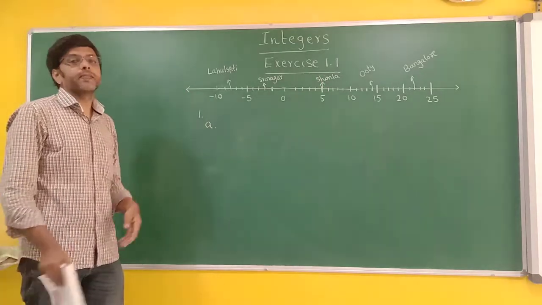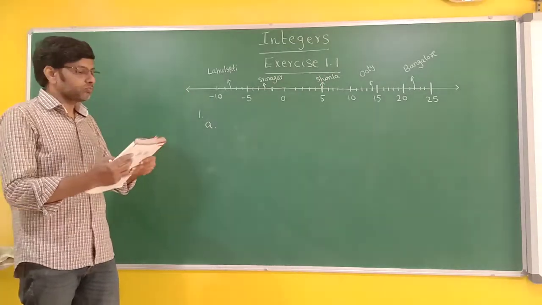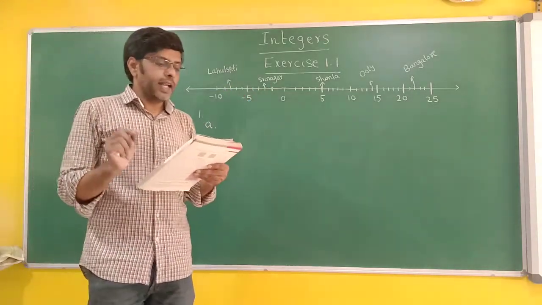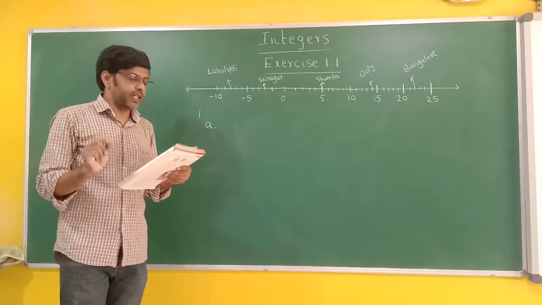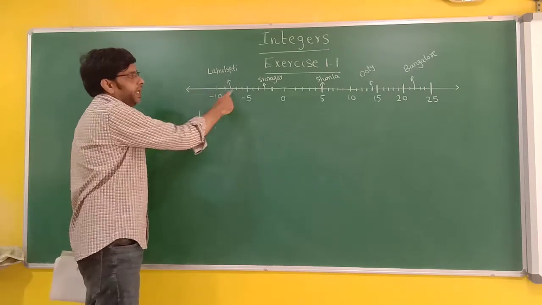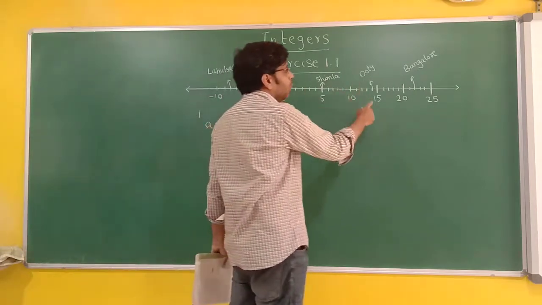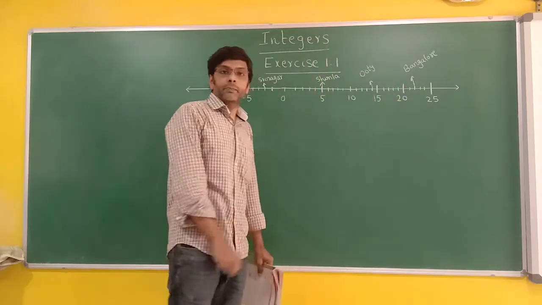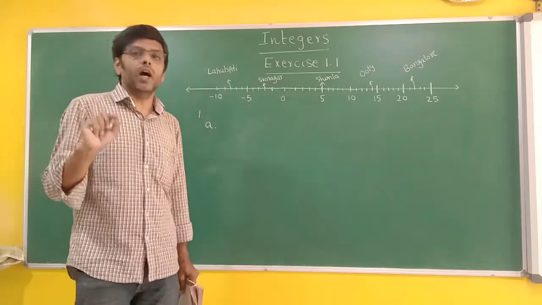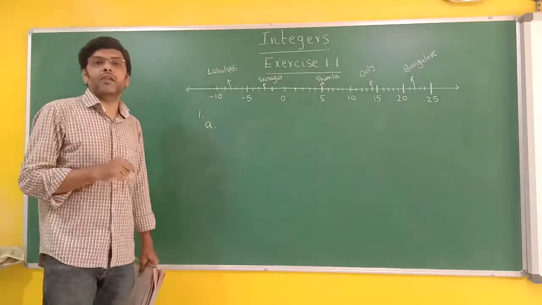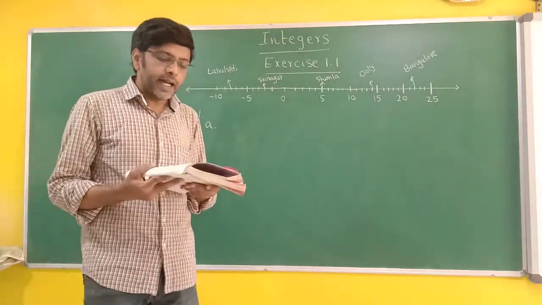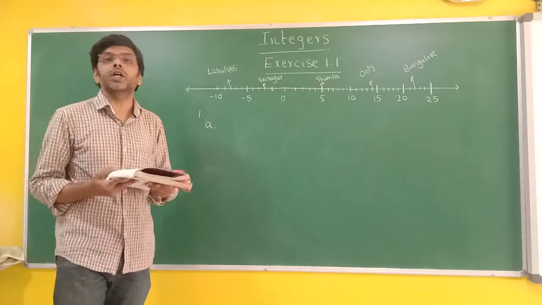Now, first Roman. Let me read the problem. They have given a number line. On the number line, the temperature of various cities are shown. See, temperature of Lahore, Spiti, Srinagar, Shimla, Ooty, Bangalore. They have given the temperatures recorded in these 5 cities on one particular day. Now, let me write the temperatures of each place. That is our first question, A1. Observe the number line and write the temperature of the places marked on it.